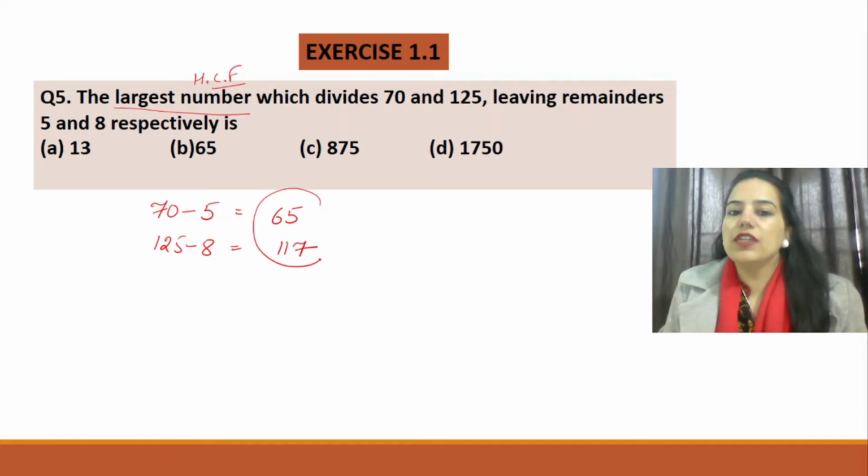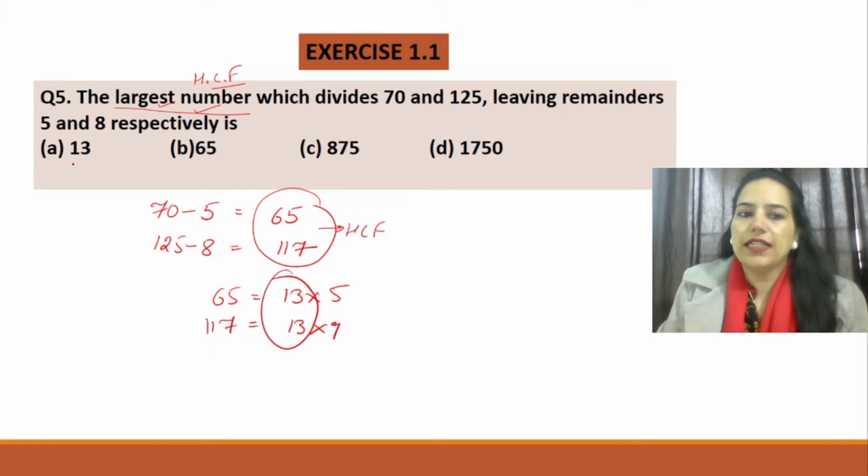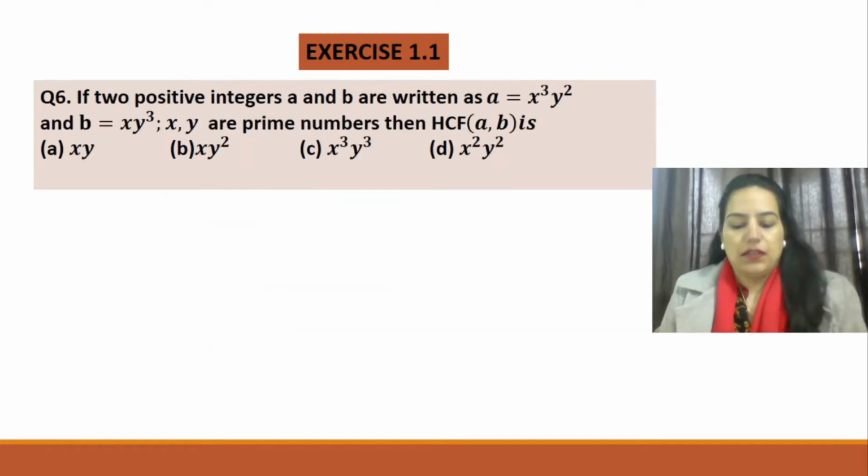That means these two numbers are completely divisible by which largest number? That means we are talking about the HCF of these two. And we just found out that 65 is 13 into 5 and 117 is 13 into 9. So 13 is your answer.